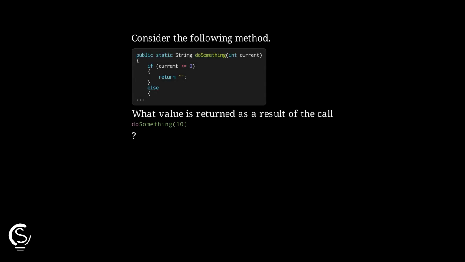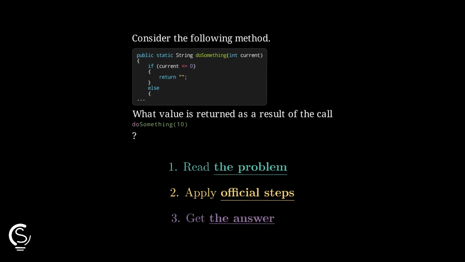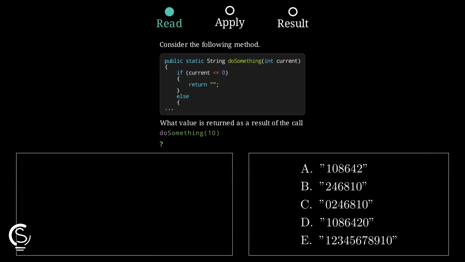Solving this Java recursion problem is actually super fast if you just follow the calls. Let's break down this method and find the answer. This method is recursive, meaning it calls itself repeatedly until it hits the base case. For any positive input, it subtracts 2 and then appends the current number to the end.